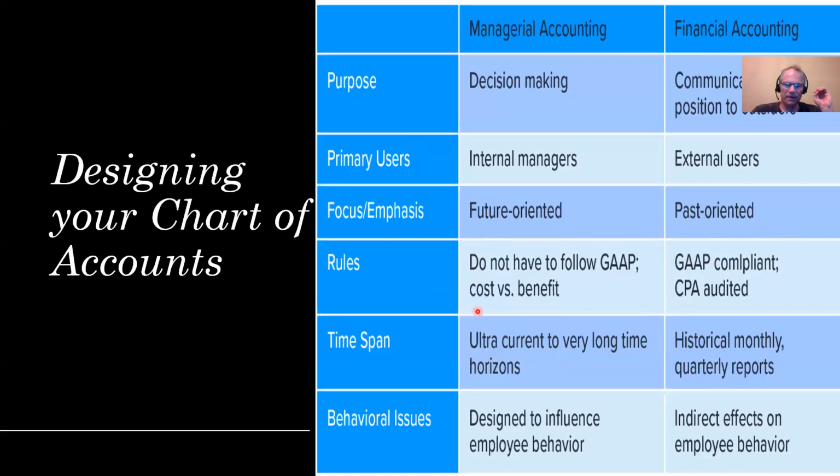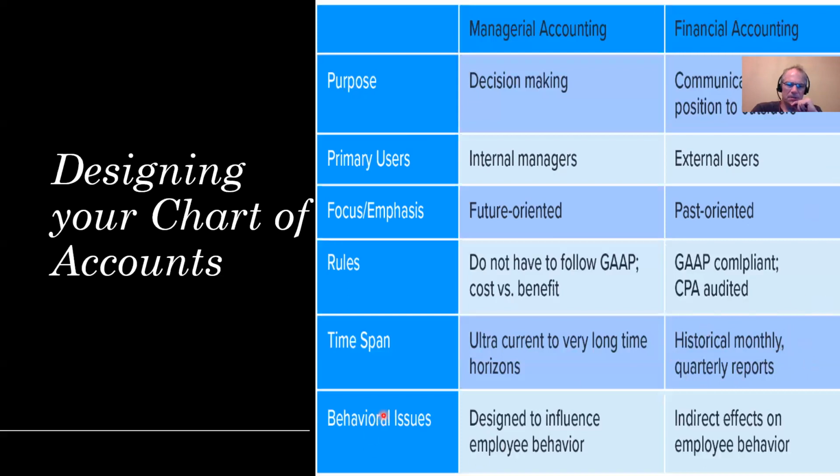This is a very long time horizon. When you're thinking about making a product, obviously, you want income for years and years in the future, and you want to design a system that takes that into consideration. Whereas here, financial accounting, historical monthly and quarterly reports, is more of a historical view.